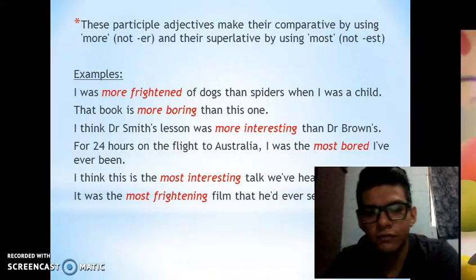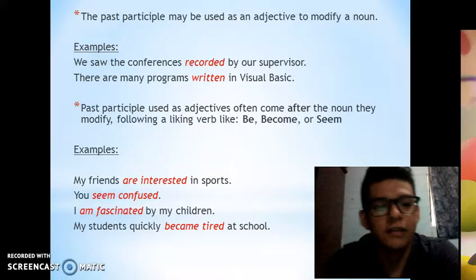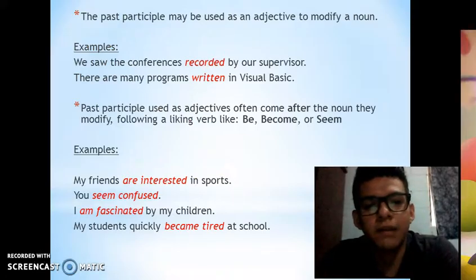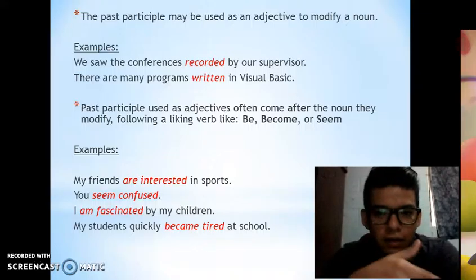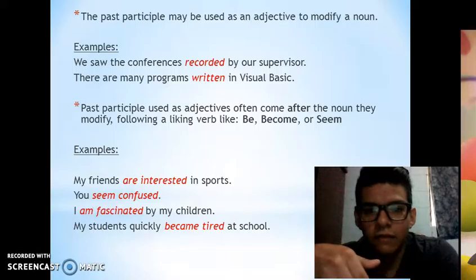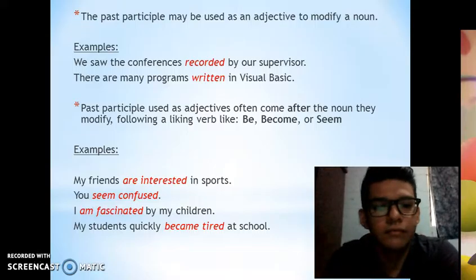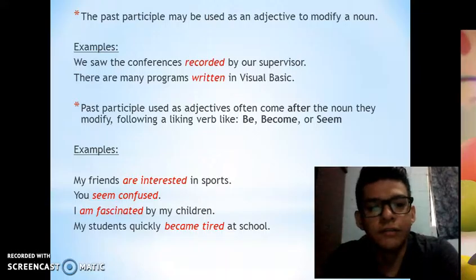Those are examples. The next point says, the past participle may be used as an adjective to modify a noun. Okay, now we enter the past participle as an adjective with a noun. And we have some examples. We saw the conferences recorded by our supervisor. There are many programs written in Visual Basic.